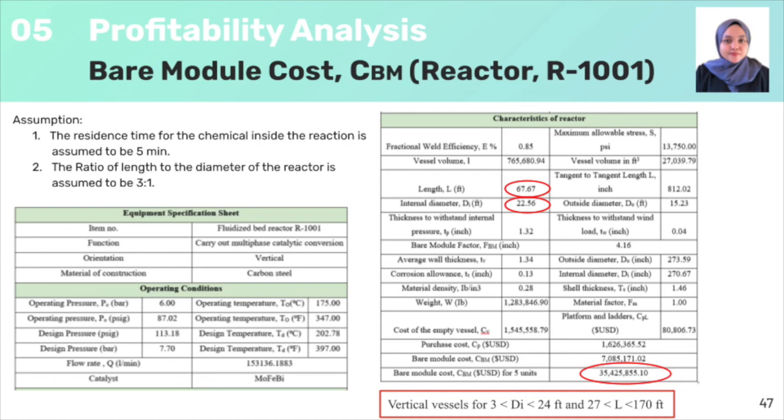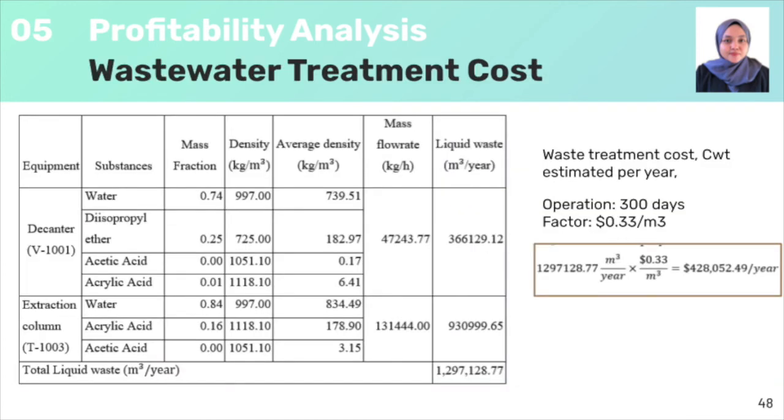However, we multiply the CBM by 5 reactor units. This is due to the higher total volumetric flow rate, which results in the internal diameter, DI, and length being bigger than the recommended size range, as stated below. Thus, the total volumetric flow rate here has been divided by 5. So overall, that is why the reactor CTBM is much higher than the other equipment. So moving on, this is the utility cost for wastewater treatment.